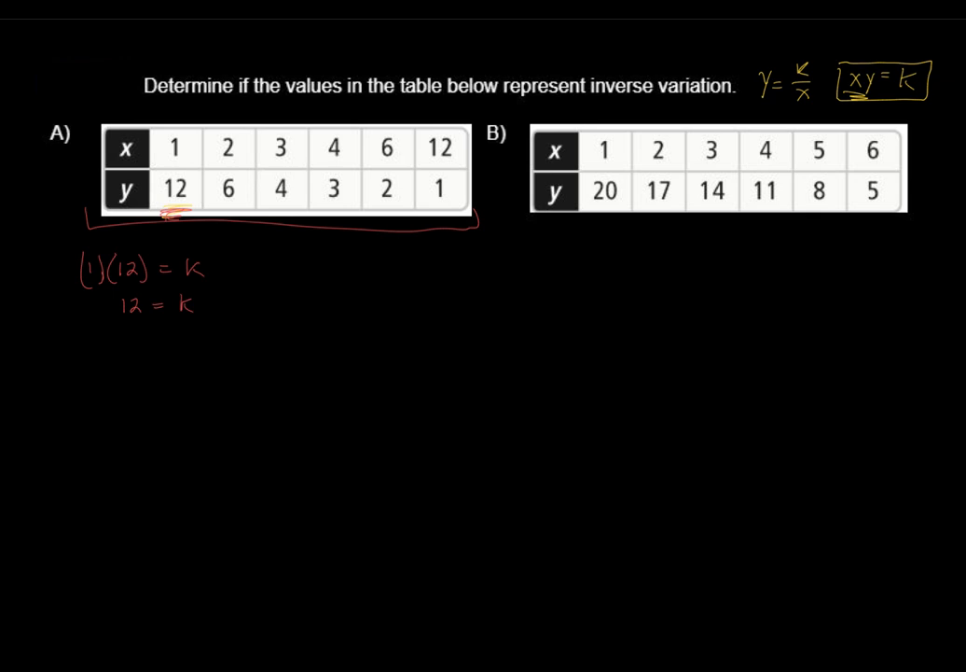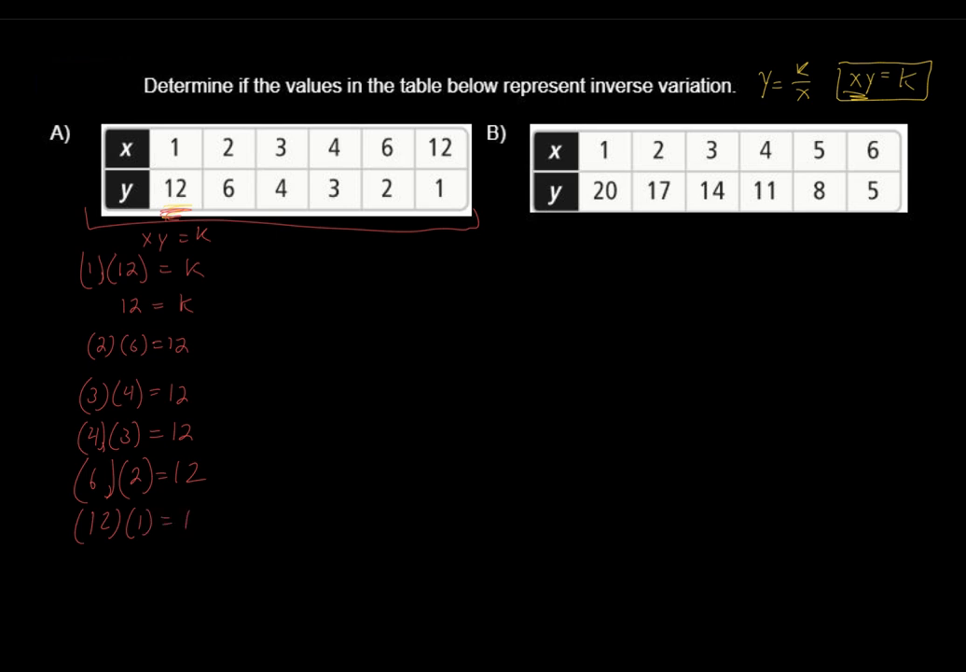So if I go and check through the other ones, we have 2 and 6. So 2 times 6, is that indeed 12? Well, yes, it is. 3 times 4, just multiplying our x and y values using the xy equals k, is also 12. Next one is 4 for x and 3 for y. 4 times 3 is still 12. And 6 times 2 is also 12. And 12 times 1 is also 12.